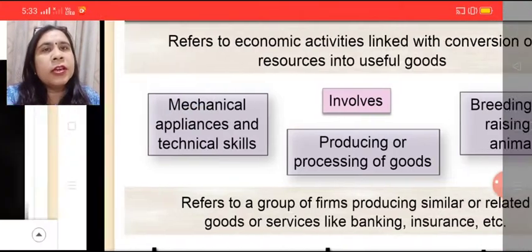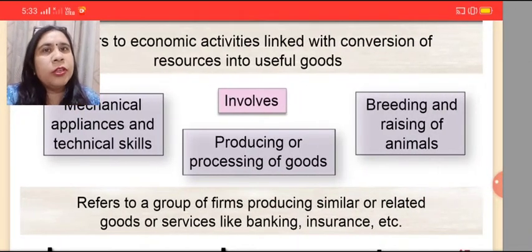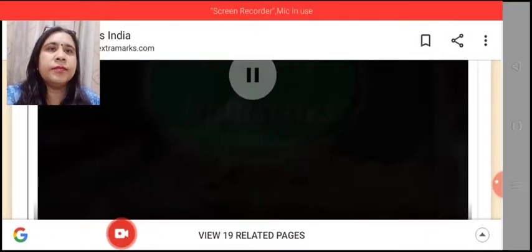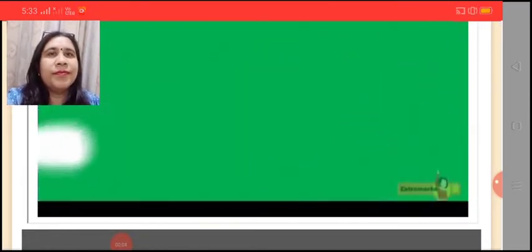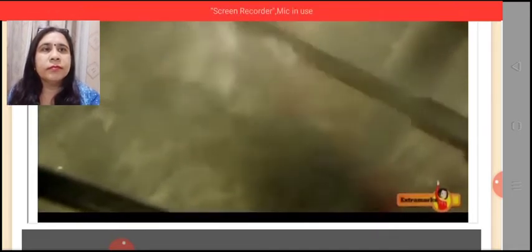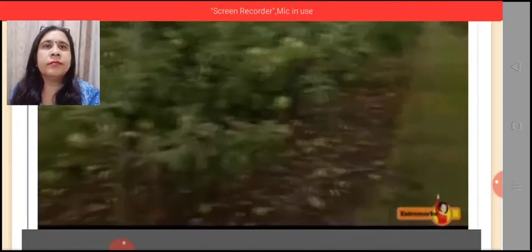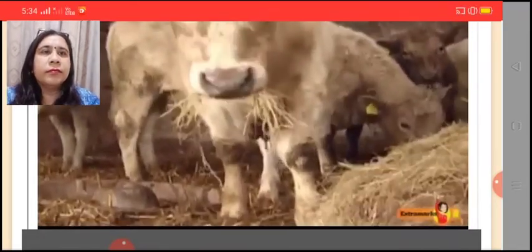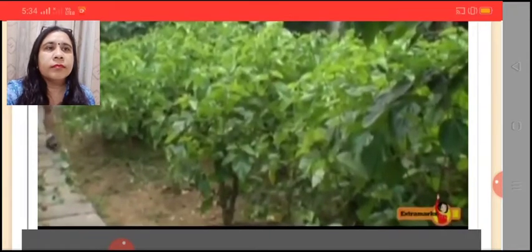Let's now further understand the classification through a small animation. First, we'll be discussing the primary industries. Primary industries. Primary industries involve all those business activities which are connected with physical extraction of natural resources, production of natural resources, and reproduction and development of living organisms and plants.